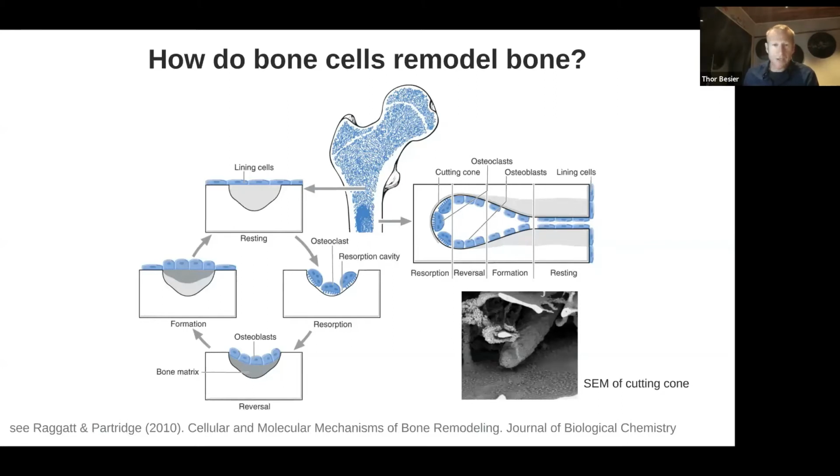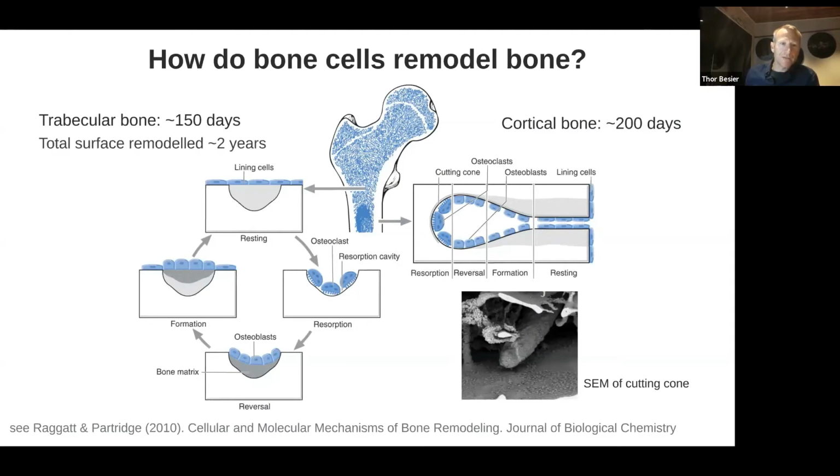Now, if you're thinking about how long this process takes, it takes around 200 days for the cutting cone to be fully matured. So that's actually cutting through and laying down new bone. So within 200 days, this process can occur. It's a little bit less in trabecular bone, about 150 days. And what that means is that after a period of around 2 years, the total surface of that trabecular bone is remodeled. So you can imagine there's some sort of load history across time, which then dictates the structure of both the trabecular bone as well as the cortical bone.